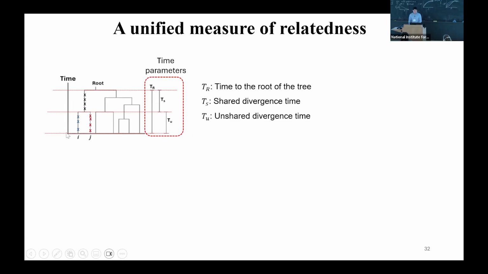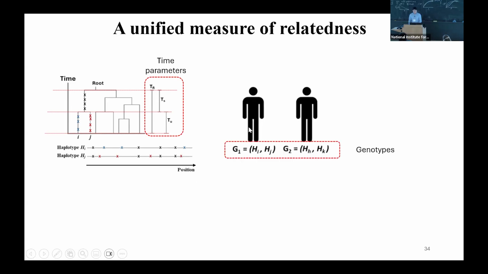We'll have 3 time parameters for each pair of haplotypes. We have the time to the root of the tree, the shared divergence time and the unshared divergence time. The shared divergence time is the time during which any mutation will be shared by both haplotypes, and the unshared divergence time is the time during which any mutation will not be shared by the haplotypes. Then we can see the genotypes of 2 diploid individuals as a diplotype, a pair of haplotypes per individual, and we will come back to this in a moment.